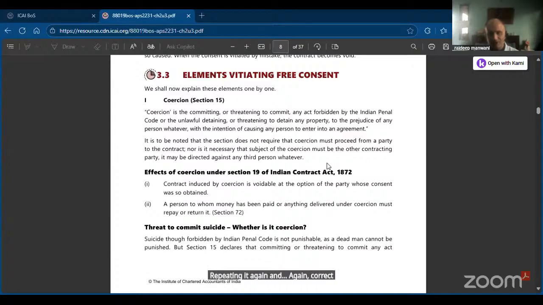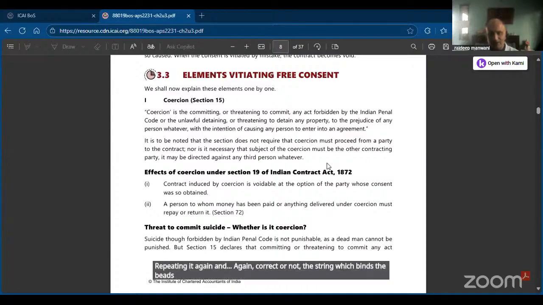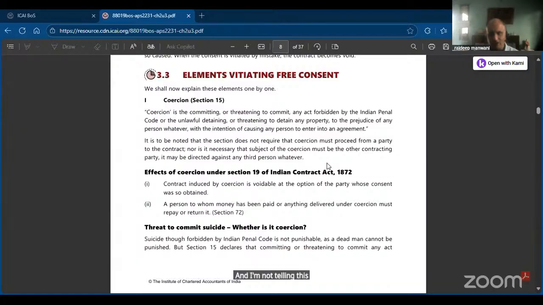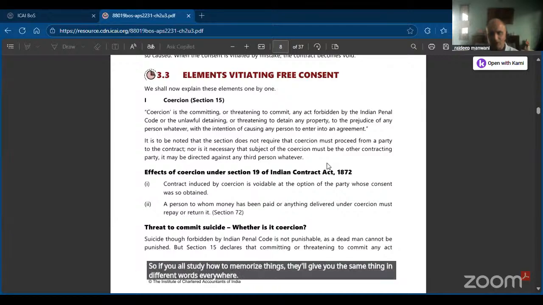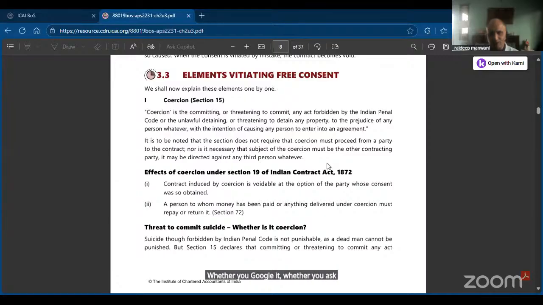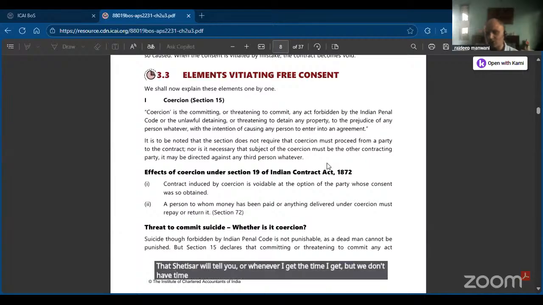The string which binds the beads of memory is repetition. And I'm not telling this, this is all psychological memory experts. So if you all study how to memorize things, they will give you the same thing in different words everywhere. Whether you Google it, whether you ask ChatGPT, whether you read any book, it will tell you the same way. Understood? Different ways of memory we will check up later, when Shetty sir will tell you, or whenever I get the time. But we don't have time now, so let's go on to coercion.